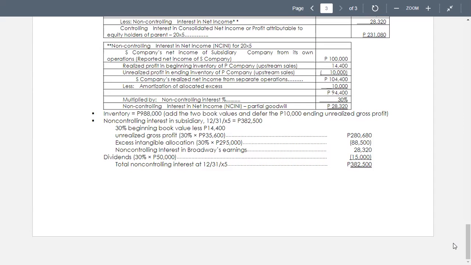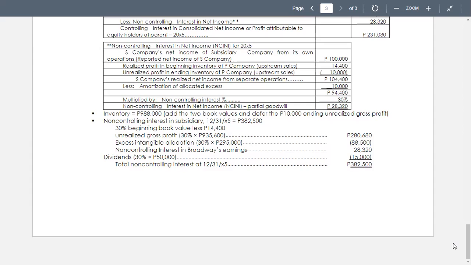In requirement number 10, calculate the controlling interest in consolidated net income. The controlling interest in consolidated net income attributable to equity holders of parent is letter A, 6,970,800. And number 11, the consolidated net income is 7,512,000. So we have the answer of letter C.